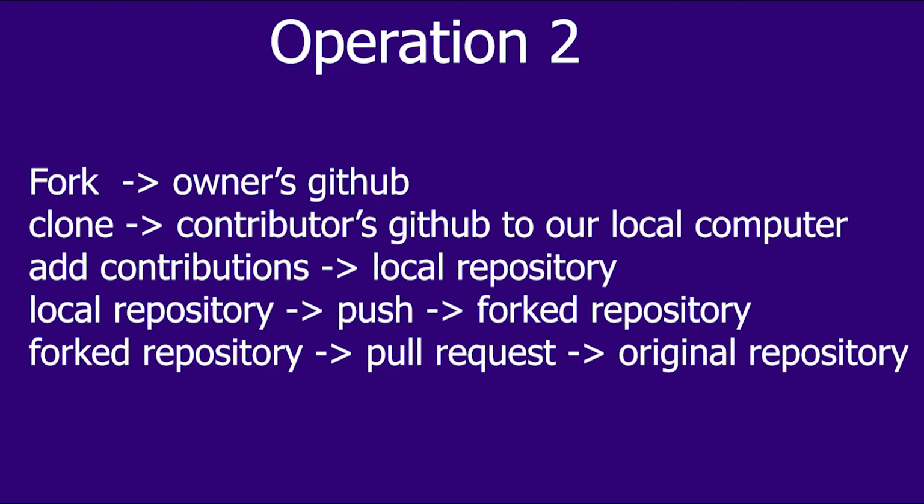In the second operation, we will first fork a particular repository from the owner's GitHub account to the contributor's GitHub. Then from the contributor's GitHub, we will clone that repository to make it a local repository. Then we add some contributions or features in this local repository, and after that push this local repo into the forked repo that we have in our contributor's GitHub account. And from the contributor's GitHub, we will make a pull request to the original repository so that all the modifications or changes that we have done in the local repository can be accepted. Let's implement this operation.